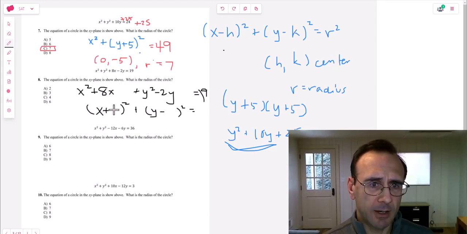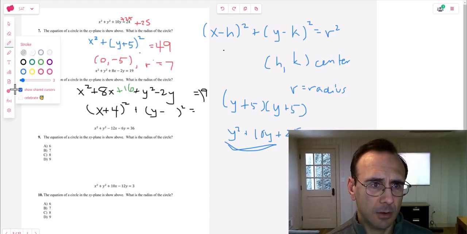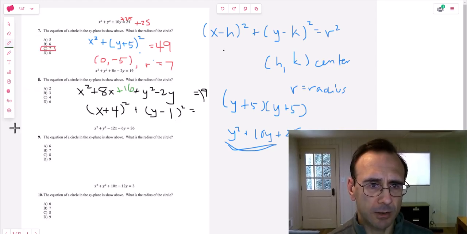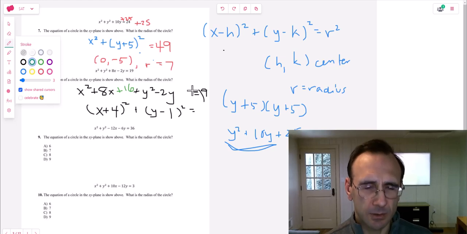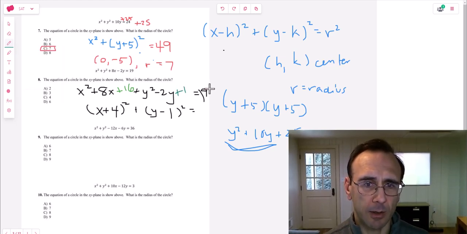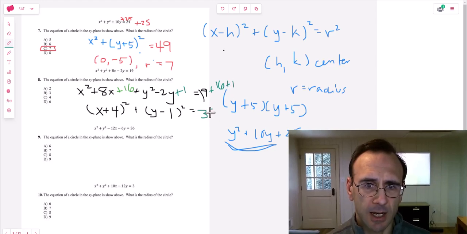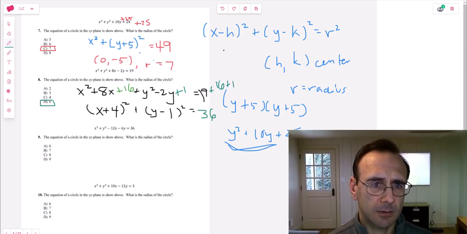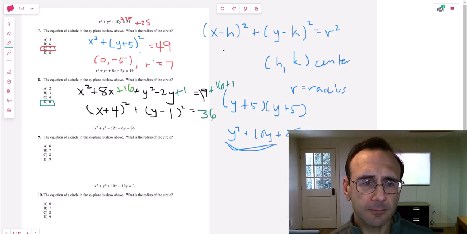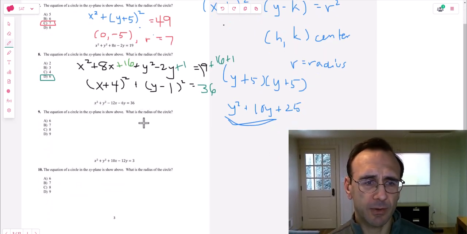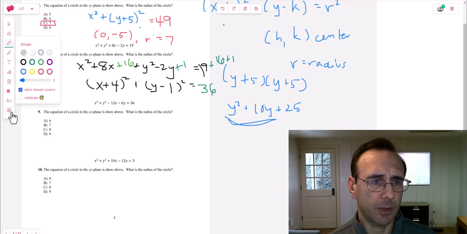And we're back. So down here should be +4, and that means we have to add a 16 back. Over here is a -1. It's a little funny. 1 squared is still 1, so you're adding a 1 back. And then of course you have to add that 16 and 1 to the other side. So that's why it's D. So go ahead and pause the video. You can do 9, 10, then we'll review those.